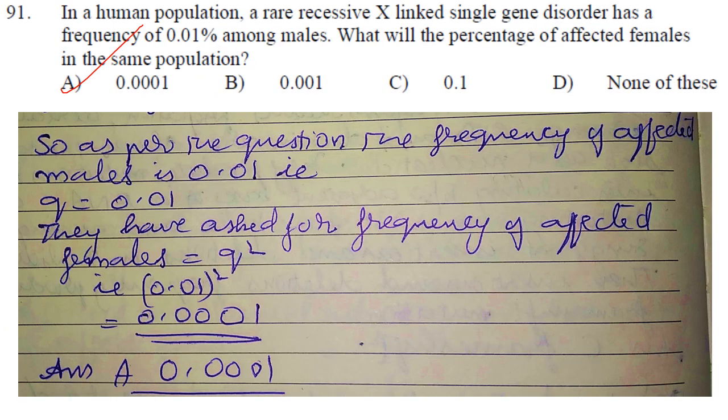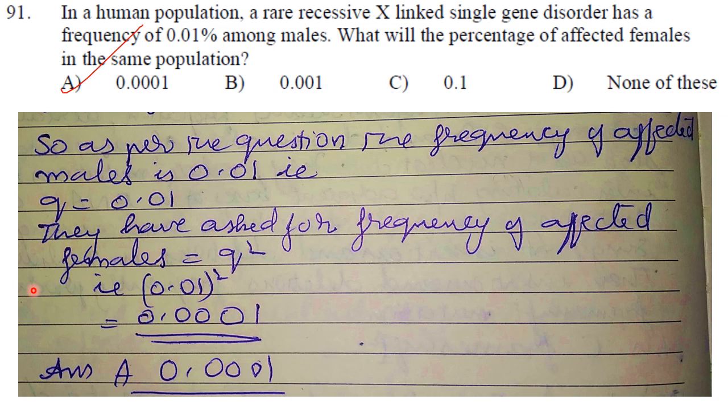Then, in a human population, a rare X-linked single gene disorder has a frequency of 0.01% among males. What will be the percentage of affected females in the same population? So, in humans, females are homogametic, that is XX, and males are heterogametic, that is XY. Females have 2 X chromosomes, so for a recessive trait to be expressed in the female, both the chromosomes must be mutated. Whereas in males, mutation of only a single X chromosome is enough to cause the condition.